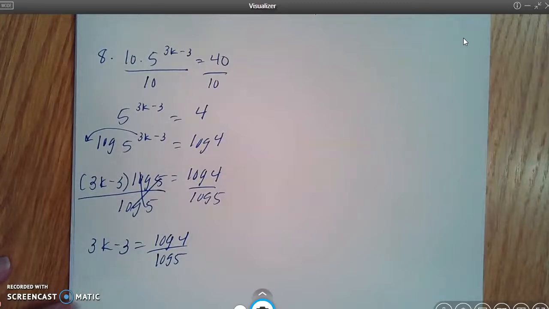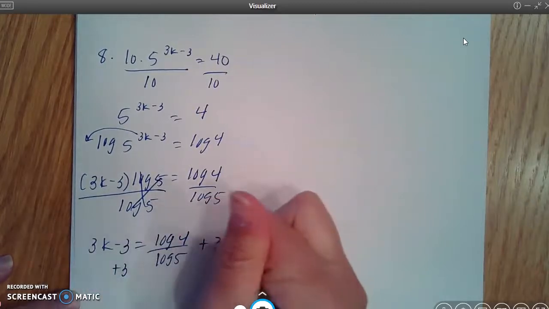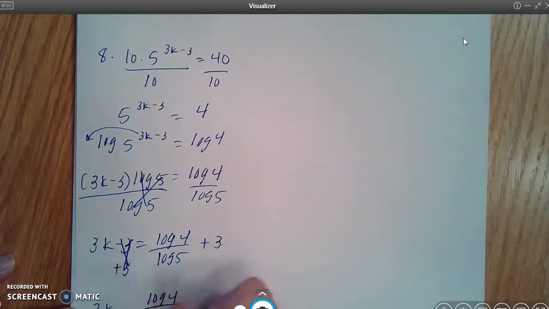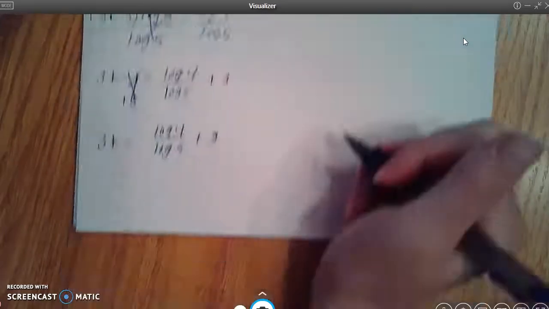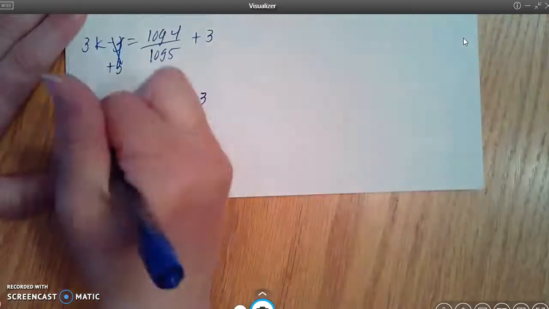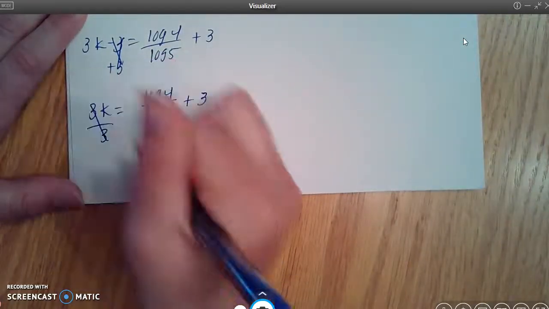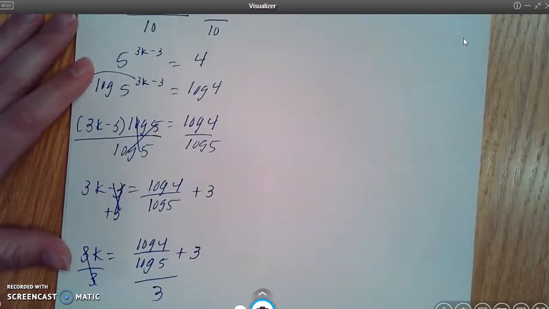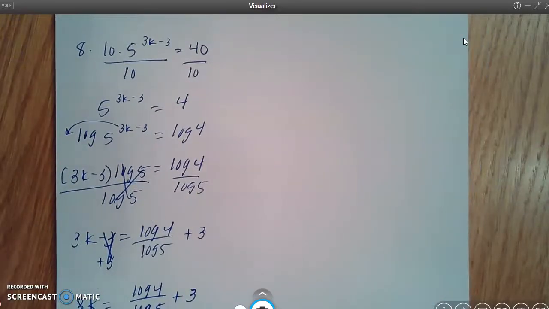I need to get the 3k by itself, so I'm going to add 3 to both sides. I'm going to get 3k is equal to log of 4 divided by log of 5 plus 3. And last but not least, to get the k by itself, I'm going to divide everything by 3. I'm going to get this crazy fraction. You can plug it in as steps or as one giant fraction, but we're going to plug this in to see what my answer is going to be equal to.